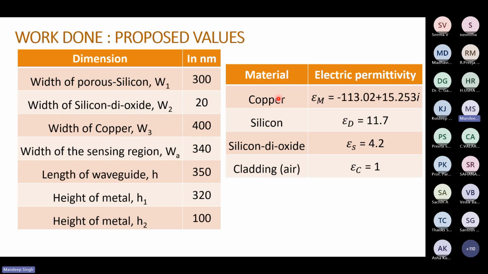And also you can see the electric permittivity at 1550 nanometer. Okay, so metal has negative: minus 113.02 for copper, and for silicon it is 11.7, silicon dioxide 4.2, and cladding air 1. Okay, so that we have put in the simulator.